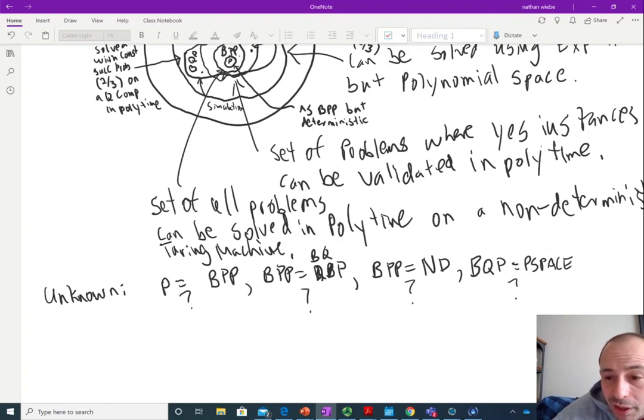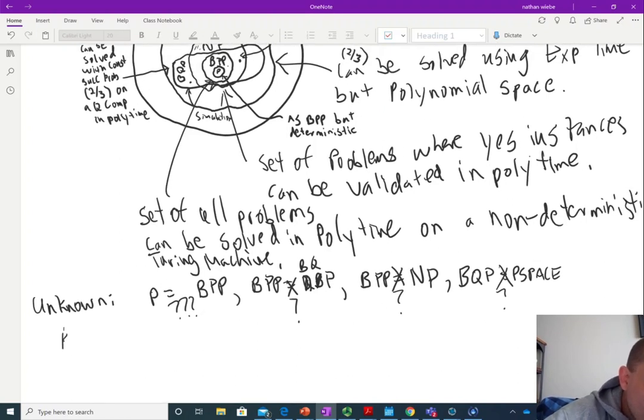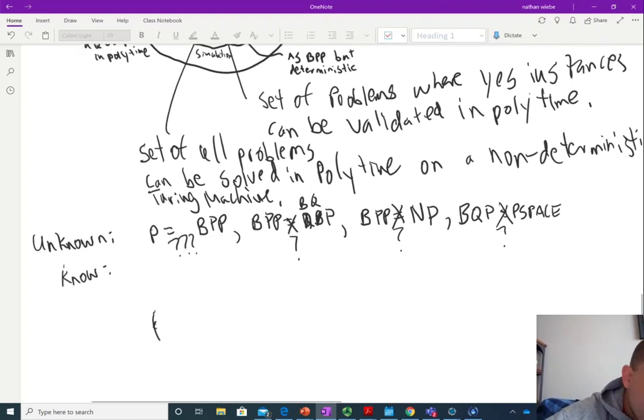All of these questions are open. It's strongly conjectured that this is not true, and this is not true, and this is not true. We really don't know about the first one. However, formally speaking, none of them have been proven. The biggest result that we do know is that P is actually a proper subset of exp.